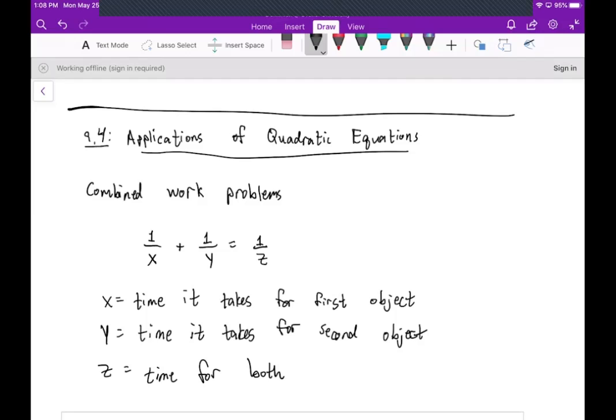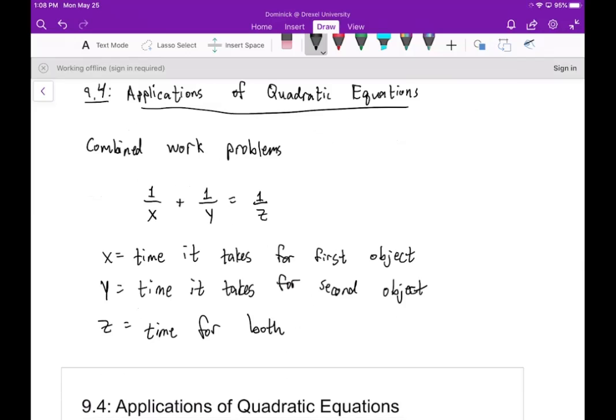Okay, guys, welcome. Today we're going to talk about applications of quadratic equations. Really what we mean by this is just word problems, right? So the first type of word problem that we're going to look at requires a little bit of an extra explanation, and that's the idea of a combined work problem, right?